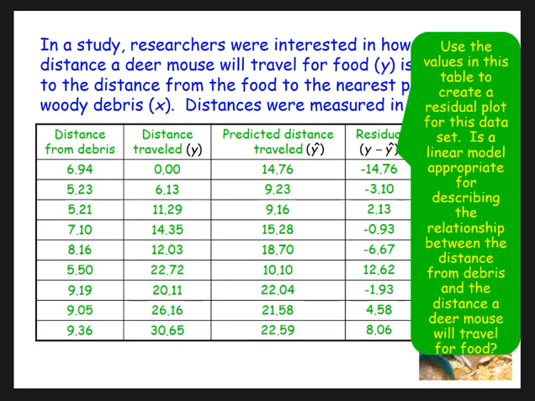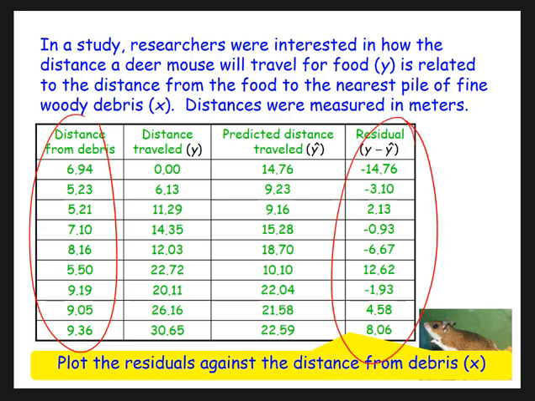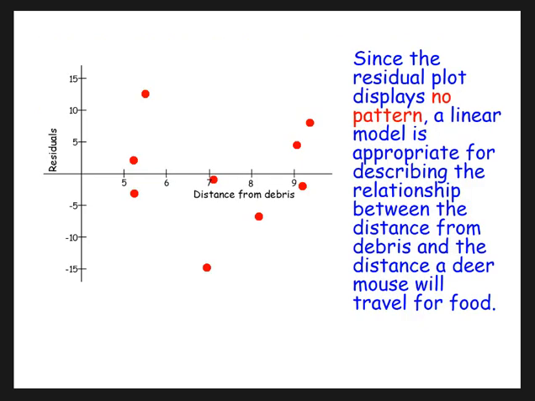So looking back at the deer mouse going for food, we look at those residuals. If we plot these against the distance, of course, the distance from the debris is our x values, and this is going to be our y value on our residual plot. We see there really is no pattern. You'd have to really stretch to find a pattern here. So a linear model is most likely appropriate here.